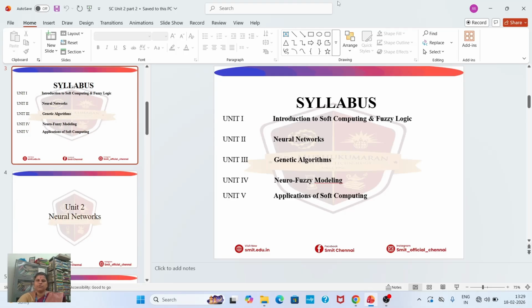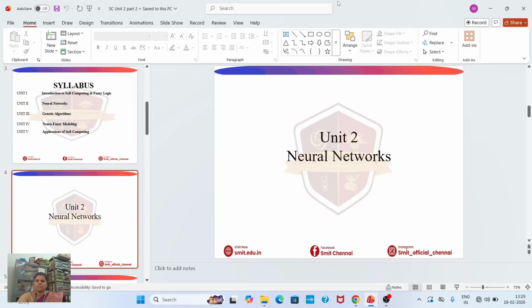Syllabus: the first unit covers introduction to soft computing and fuzzy logic, and unit 2 is neural networks. Unit 3 is genetic algorithms. Unit 4 is neuro-fuzzy modeling. Unit 5 is applications of soft computing. So now, unit 2 continuation. Unit 2 is about neural networks.